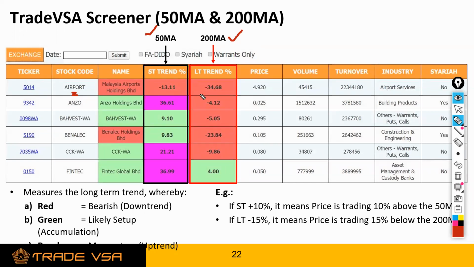Okay, again, this is telling you that the stock is super bearish. If the stock is already, for example, Bar West, this is WA, in green. ST is above 9%. They are trading 9% above the 50 MA, and it's very close to the 200 MA. So this is telling me that maybe the stock is already coming back to do an accumulation. That's why I always focus on green color first, followed by purple colors.